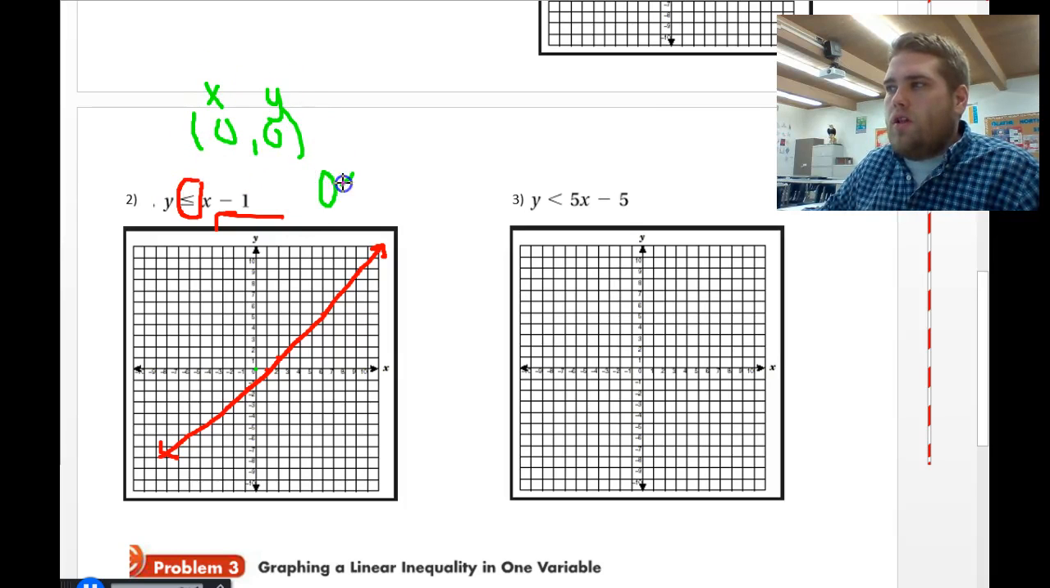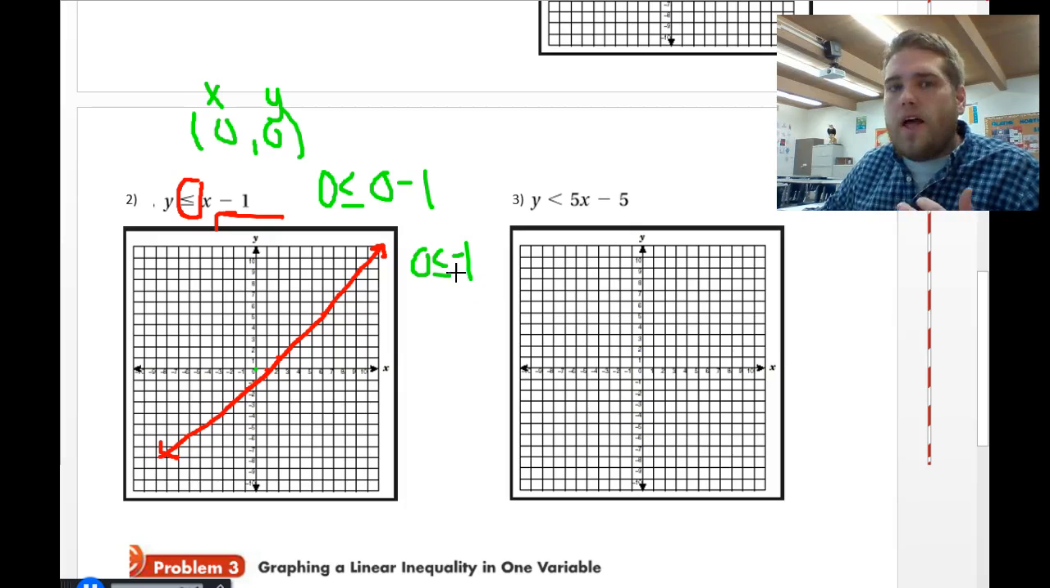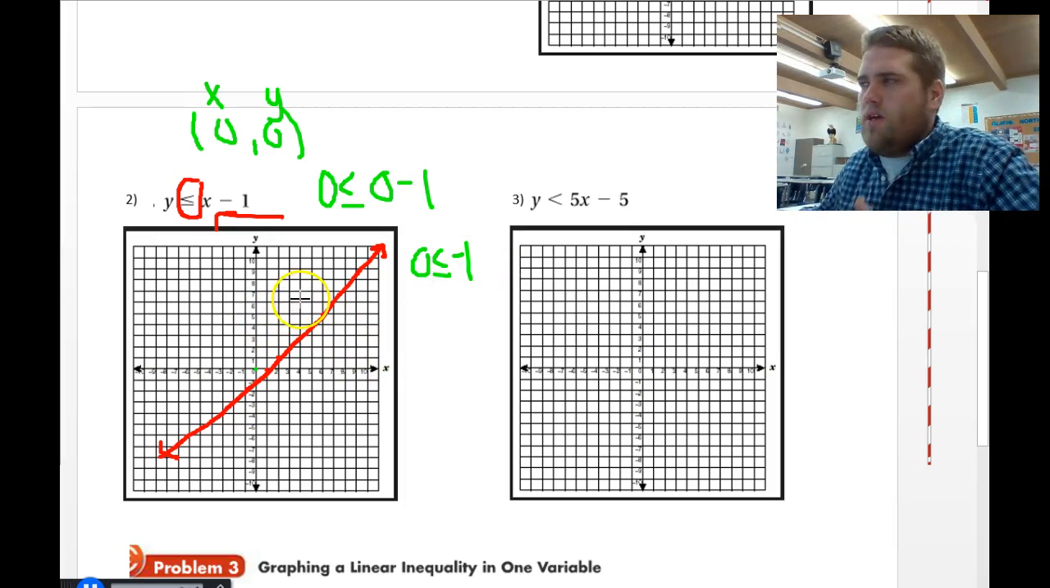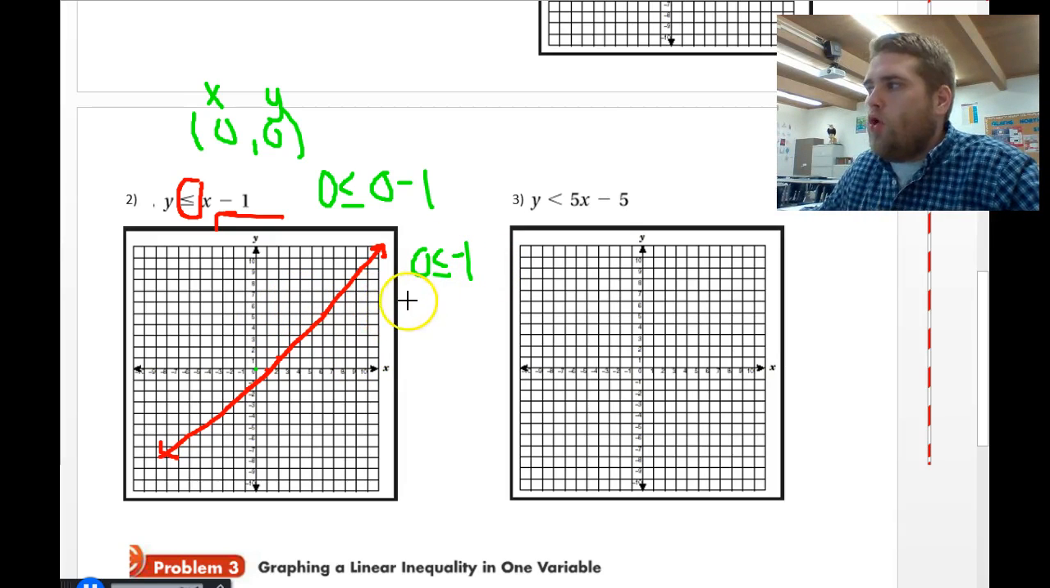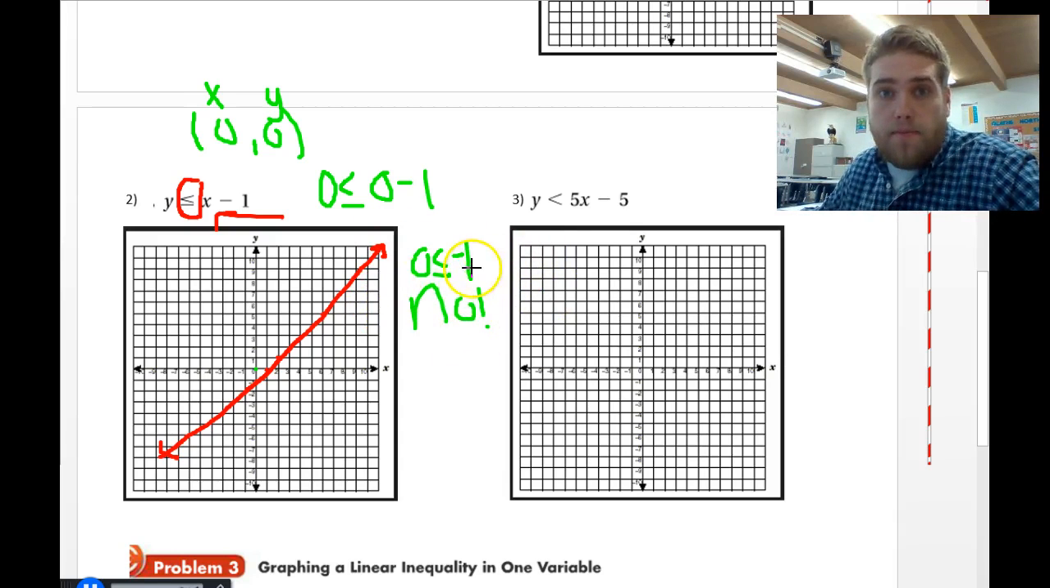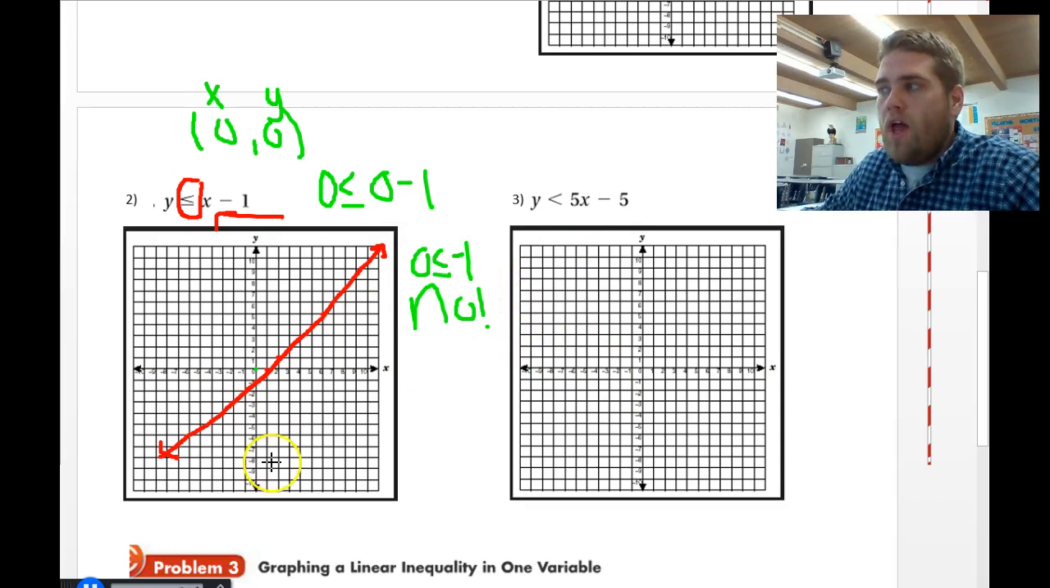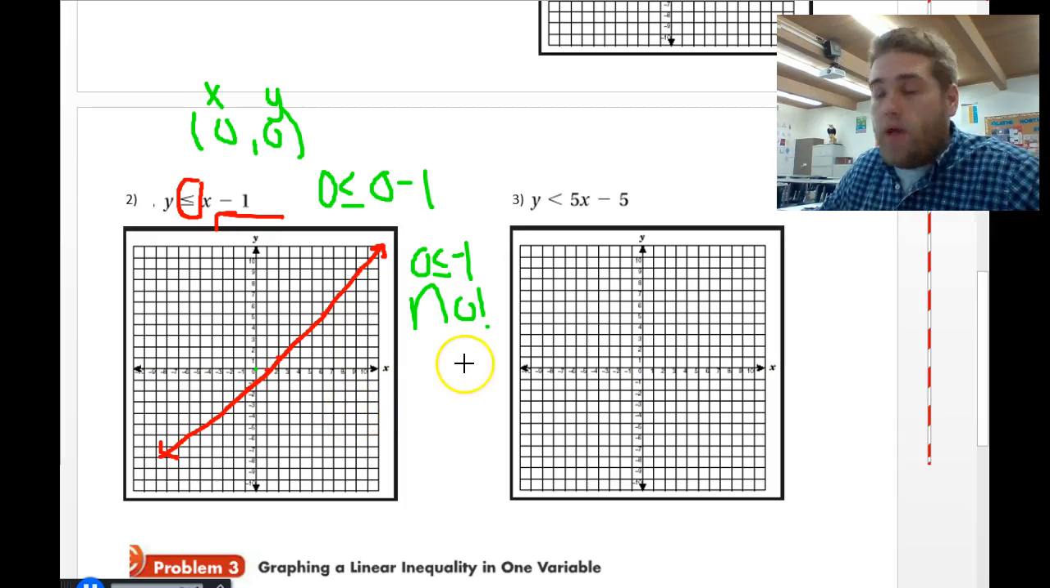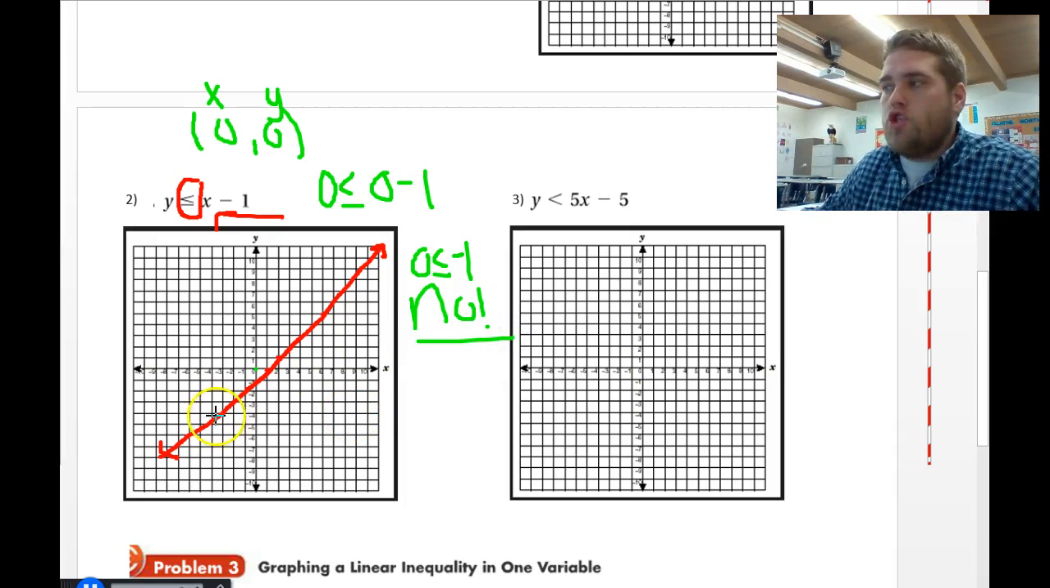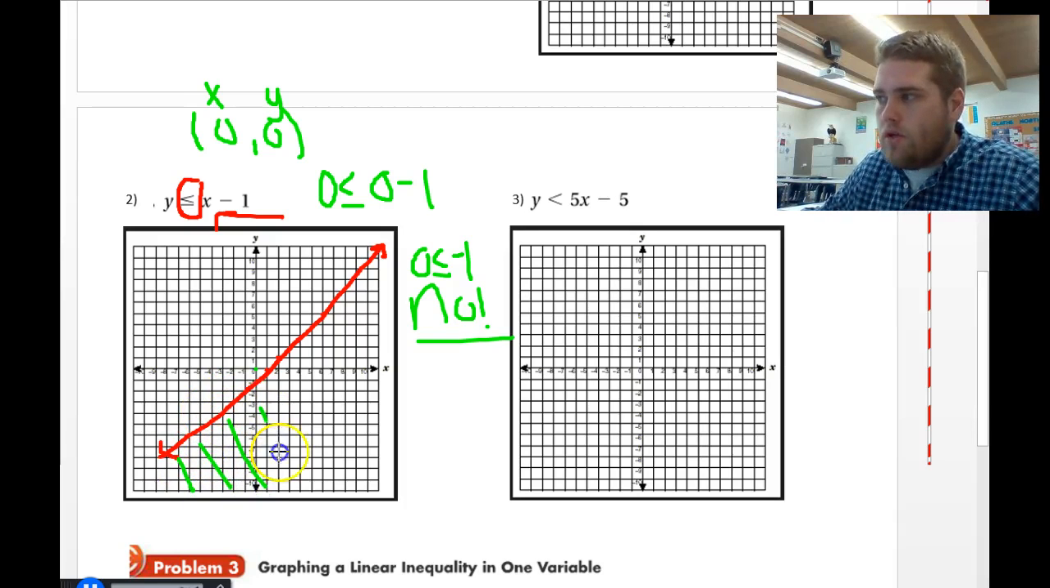So is 0 less than or equal to 0 minus 1? Well, is 0 less than or equal to -1? Ask yourself, is that a true statement? Well, no, it's not. This is a false statement. So if it's no, I want to shade away from 0, 0. 0, 0 does not work, so I don't want to include it in my range of answers. So all my answers are down here in this lower section.